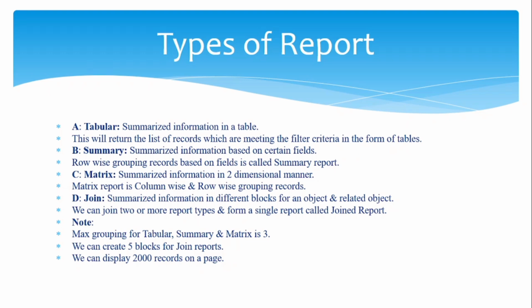Matrix, summarized information in a two-dimensional manner. A matrix report is column-wise and row-wise grouping of records. Join, summarized information in different blocks for an object and related objects. We can join two or more report types and form a single report called a joined report.